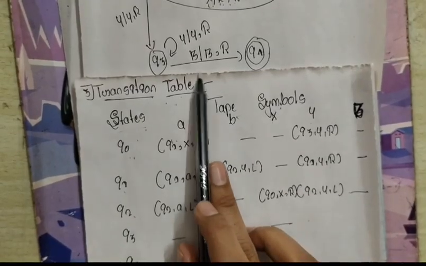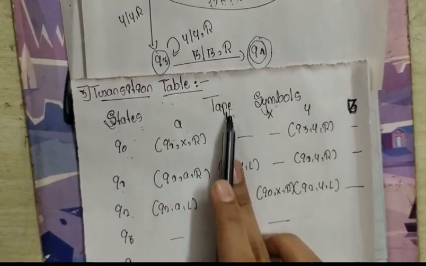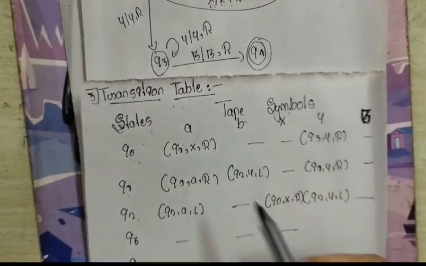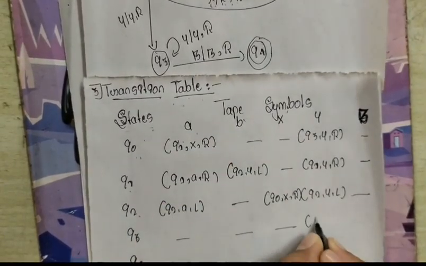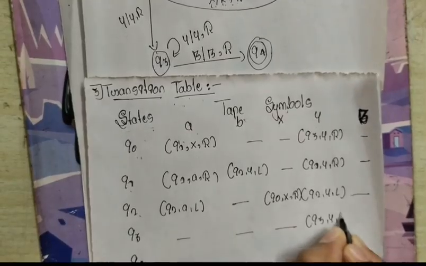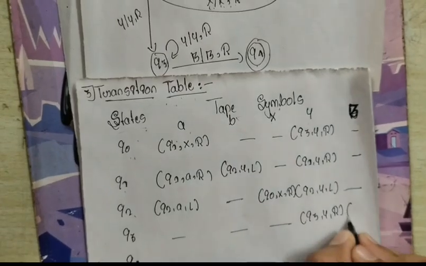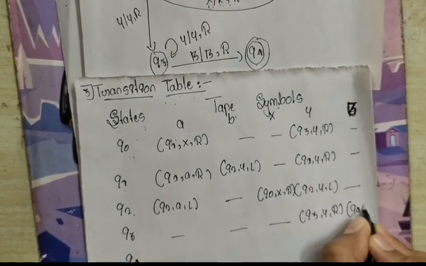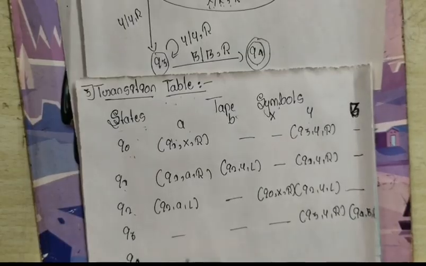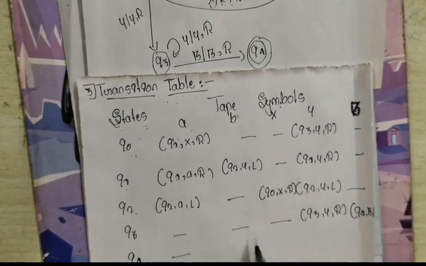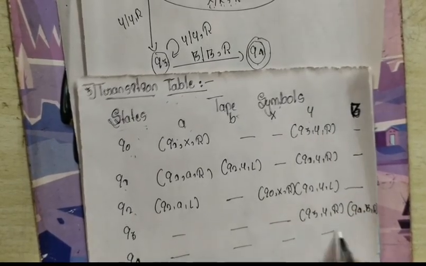Then we are there on q3 state. q3 state considers the self loop, that is input symbol y. So q3, y, r. Then we are reaching the final state, q4 state, input symbol b, then q4, b, r. Then q4 state is the final state, then all are blank here.